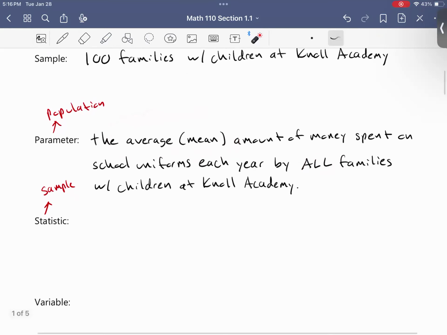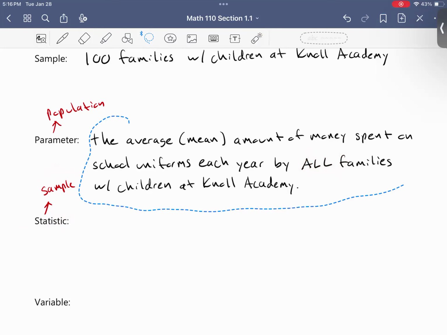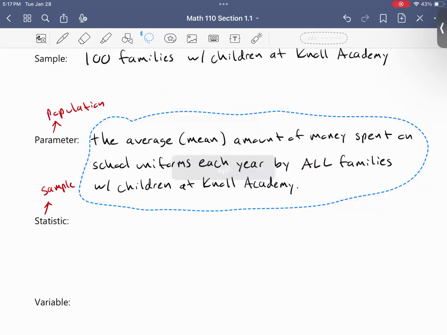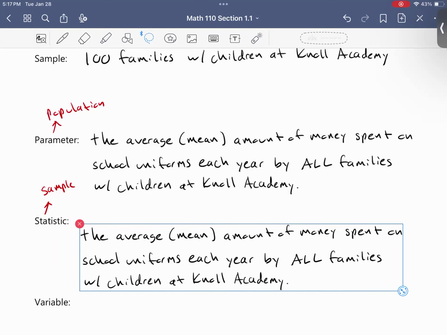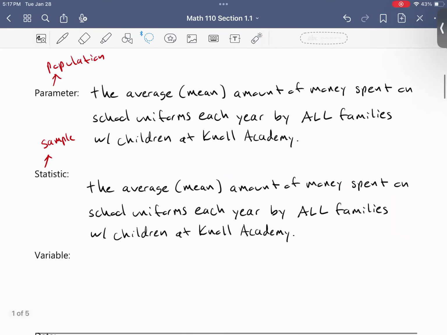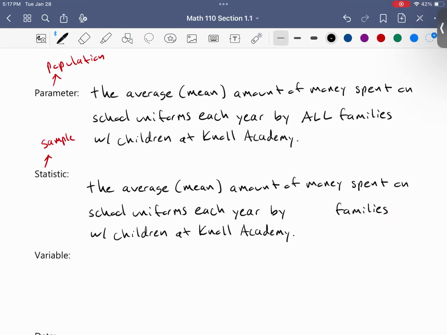So statistic is going to be the same exact statement, except this time we're talking about the sample. So instead of all families, it's going to be that 100 families. So let's go ahead and write that out. I'm just going to copy and paste and change it to 100 families, because that's our sample. Okay, so that's statistic.